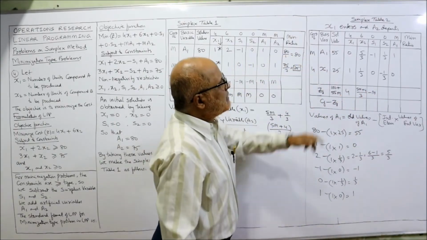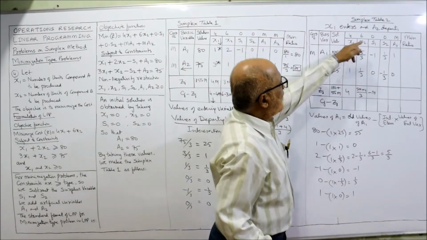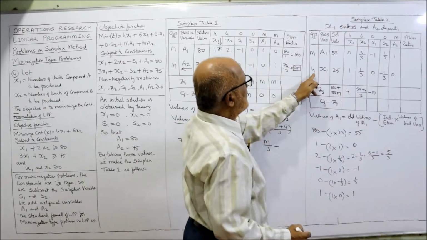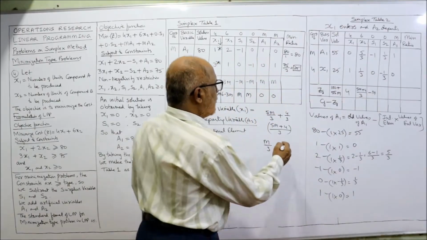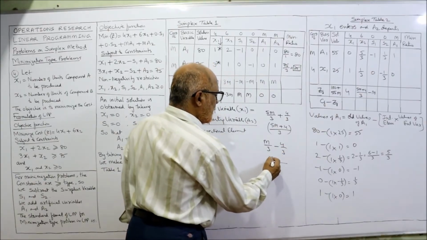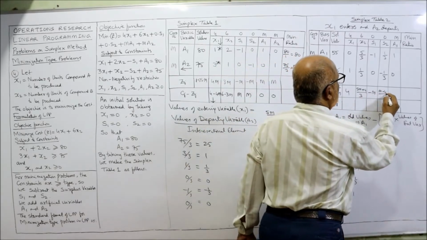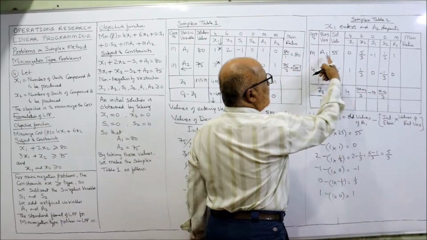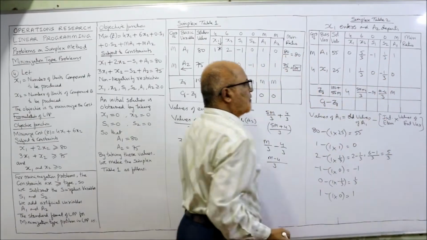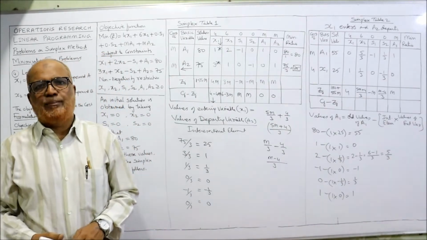Here M into 1 by 3 is m by 3. Plus into minus will become minus. 4 into 1 by 3 is 4 by 3. If we take LCM 3, so m minus 4 divided by 3. So here M into 1 is m. 4 into 0 is 0. So m remains. So we got the values of Zj.